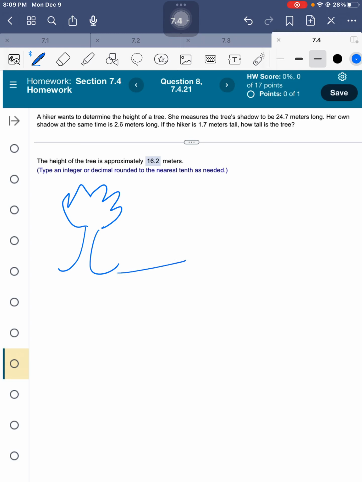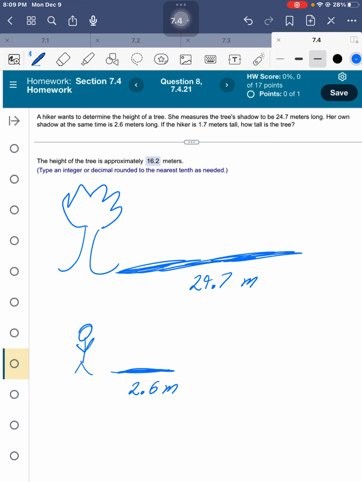She measures the tree shadow to be 24.7 meters long. So this is the shadow, I guess. So this is 24.7 meters long. Her own shadow at the same time is 2.6 meters. So there's a little person and their shadow is a little bit smaller. It's 2.6 meters long. If the hiker is 1.7 meters tall, so his height is 1.7 meters tall, how tall is the tree?